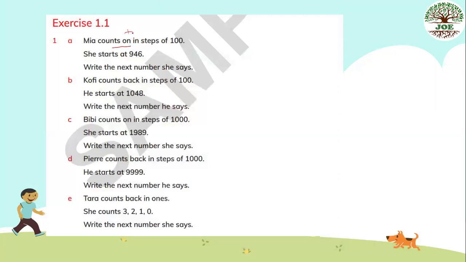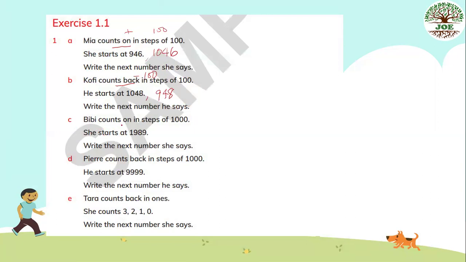A: Mia counts on in steps of 100, and she starts at 946. Write the next number she says. So her next number is 946 plus 100, so 1046. B: Kofi counts back, subtracting in steps of 100. He starts at 1048. Write the next number he says. So the next number, 1048 minus 100, is 948.